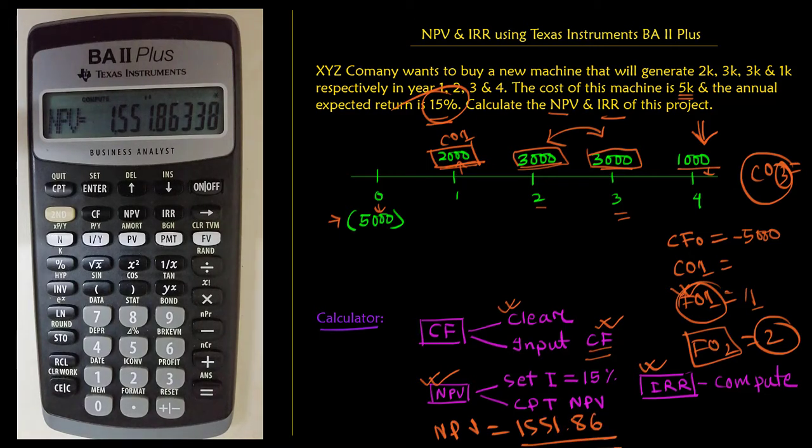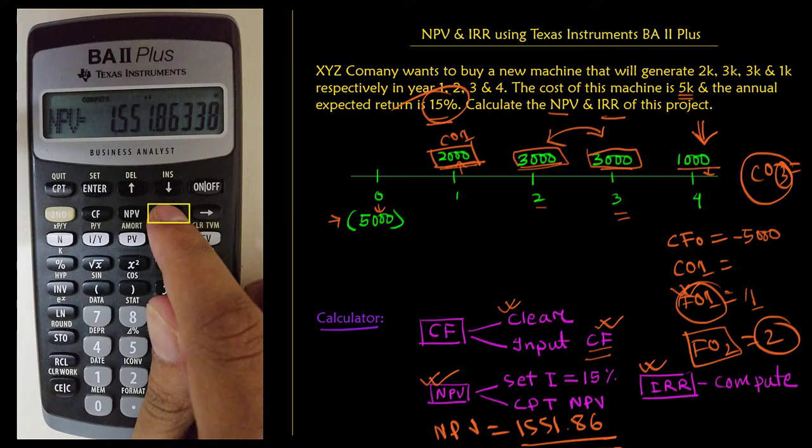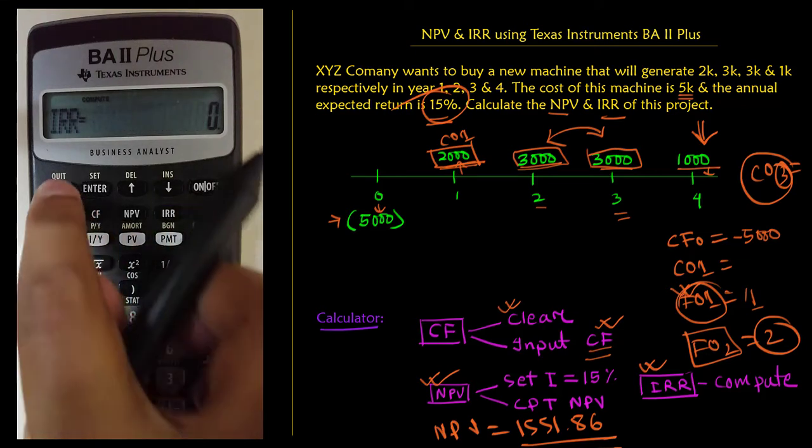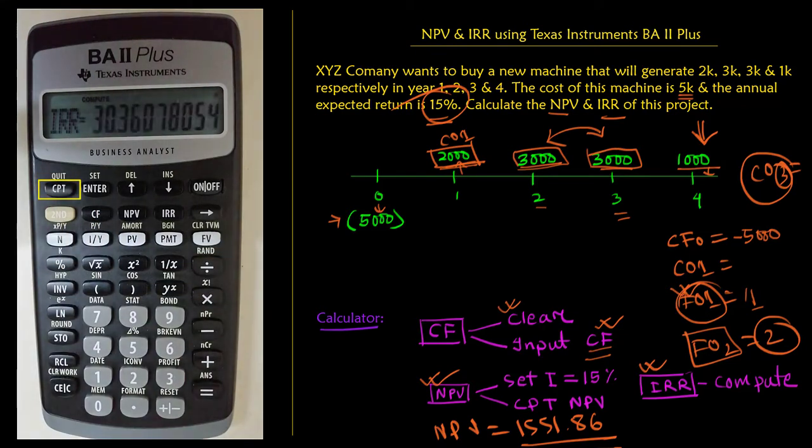Alright. Now to compute IRR, just press this button that is labeled IRR and then press compute, and our IRR is 30.4%, which is great. We should accept this project because we have positive NPV. IRR also looks good, so that's how we do it.